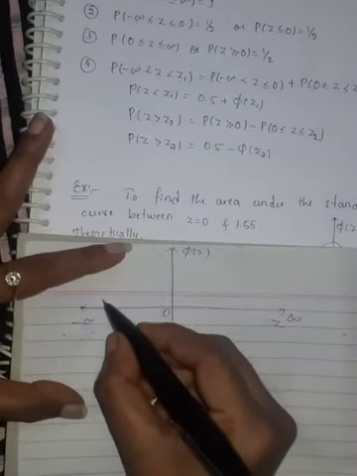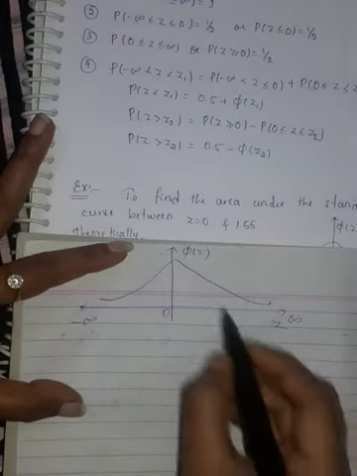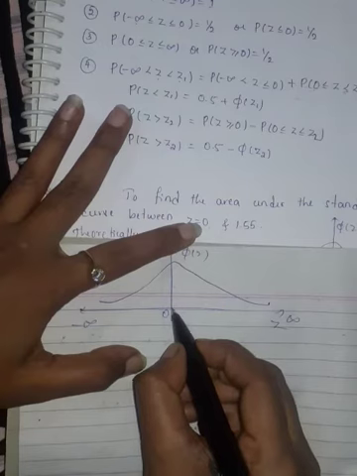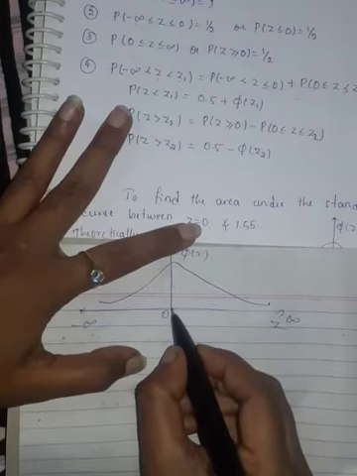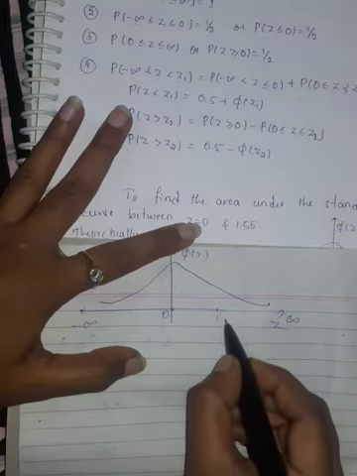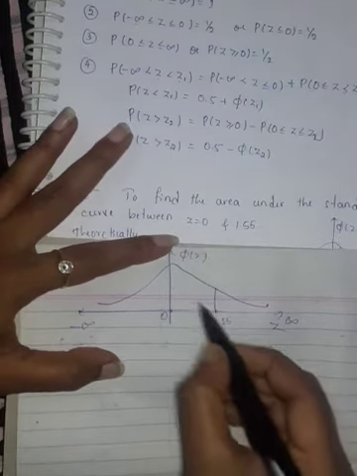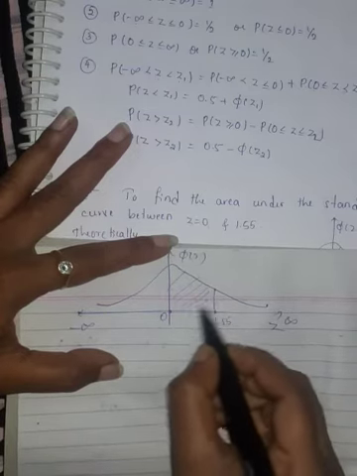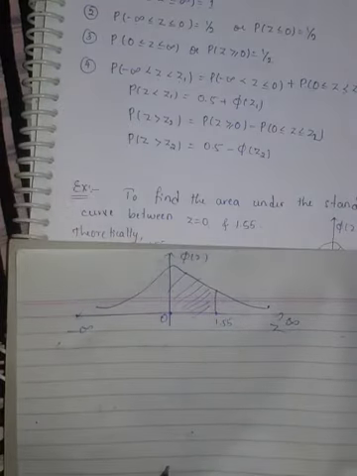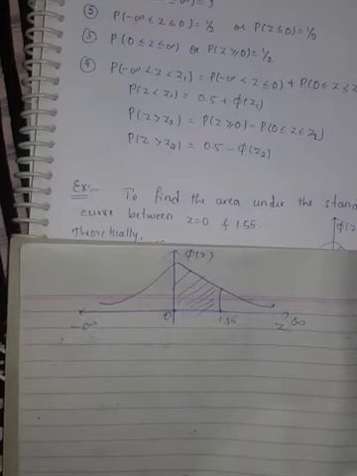As we know, our curve is like this. They gave z equal to 0 from here to 1.55. Our 1.55 is somewhere here. So the curve is like this. Now we have to find the area under this curve.